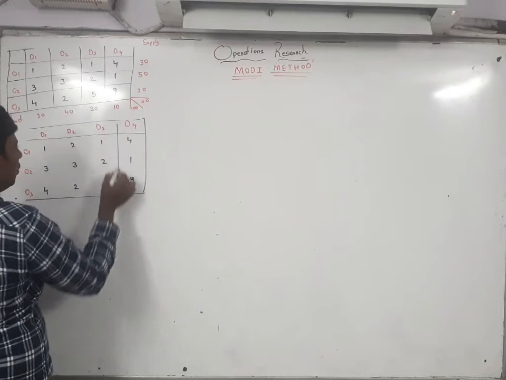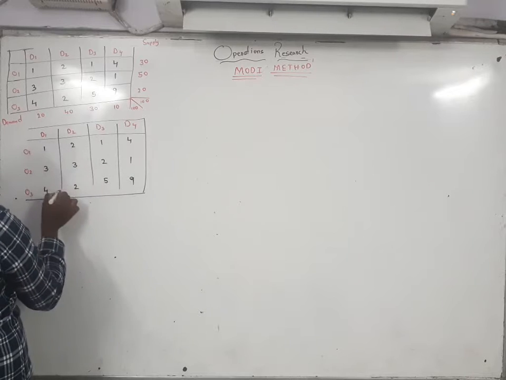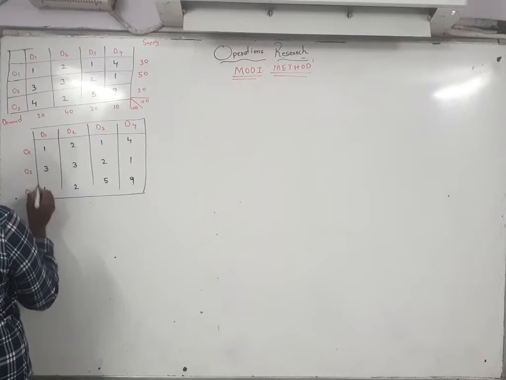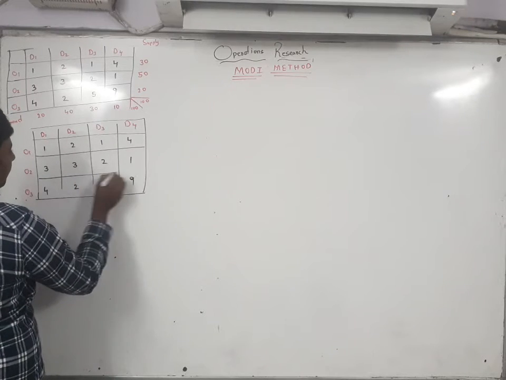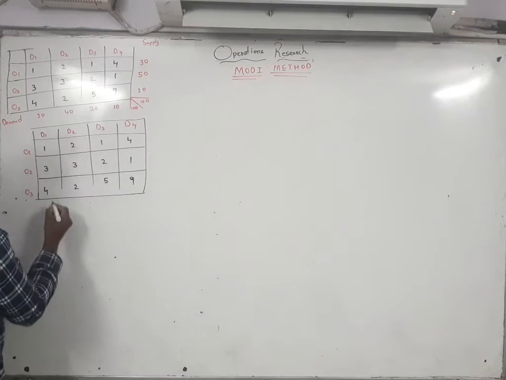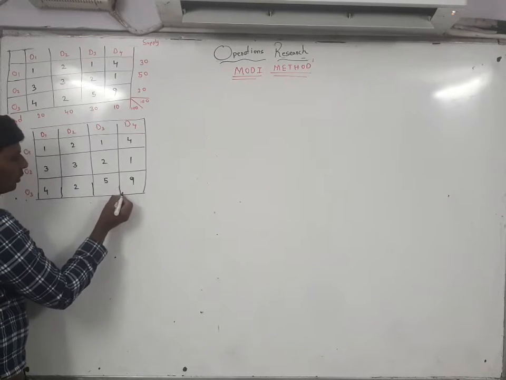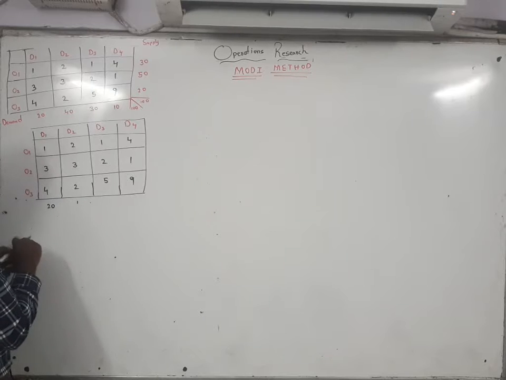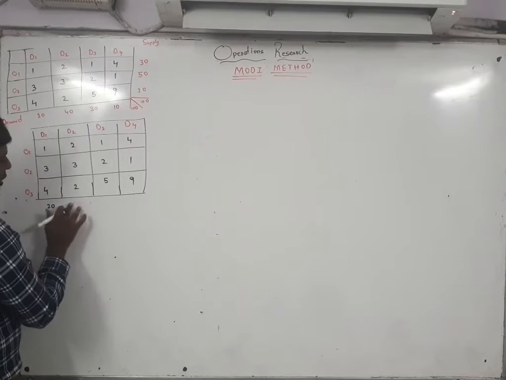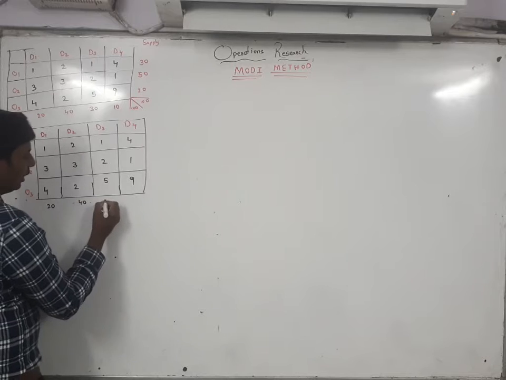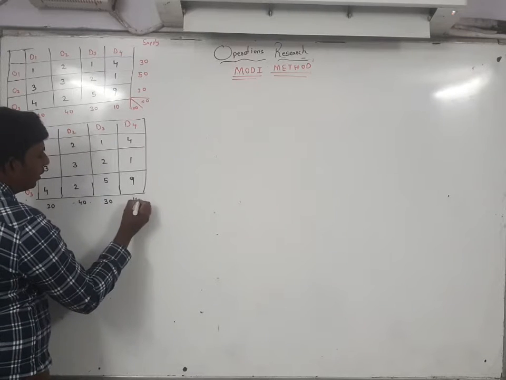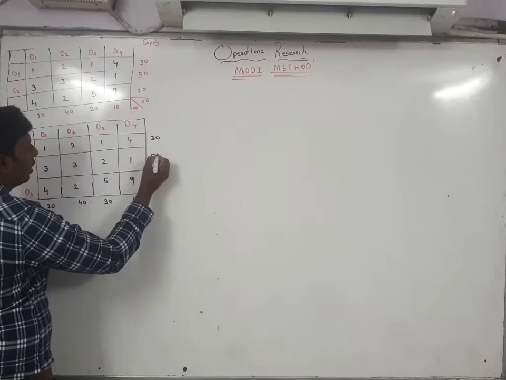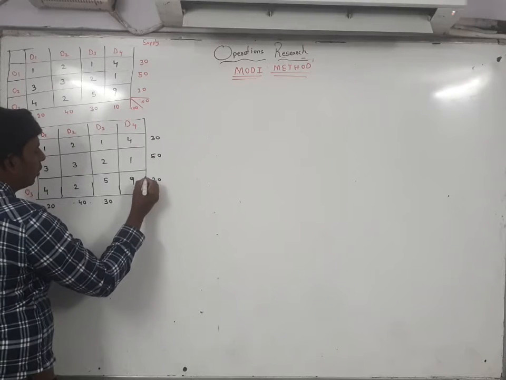Okay, now these values you have to enclose. After that, see here, whatever the outputs are there, that one also you have to enclose. So here what is the value of demand? 20, this one is 20, and here how much value is there? 40, this one is 30, and this one is 10. Now here also supply 30, this one is 50, and this one is 10.